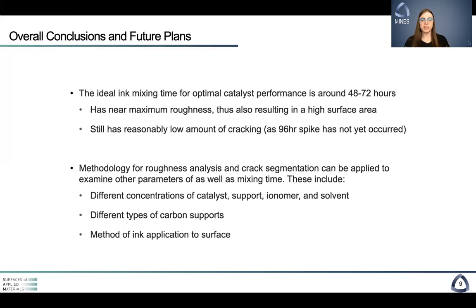Additionally, and perhaps more importantly, the methodology that we developed to analyze roughness over mixing time can also be used in the future and will be used to examine other fabrication parameters, such as having different ratios of catalyst, solvent, ionomer, etc., in the ink itself, or different types of carbon supports, or a different method of applying ink to the surface. Now that I developed these methods, we can go back and apply them to all these other parameters.